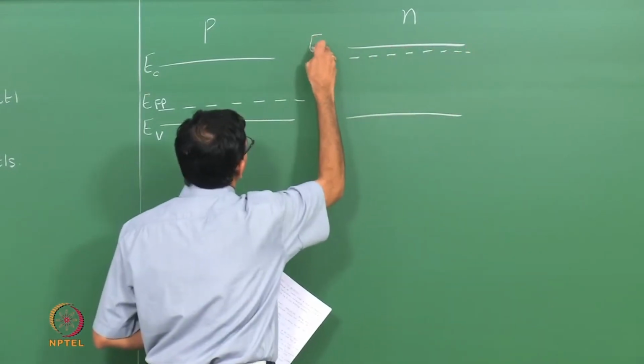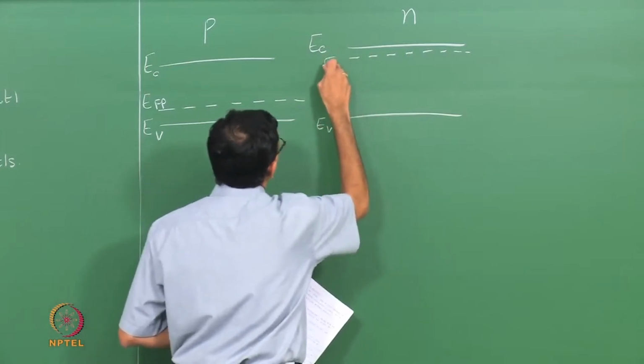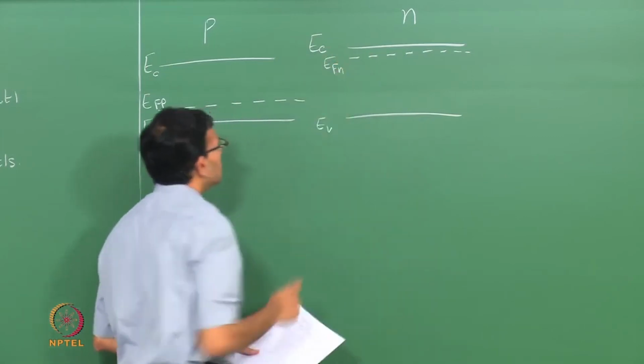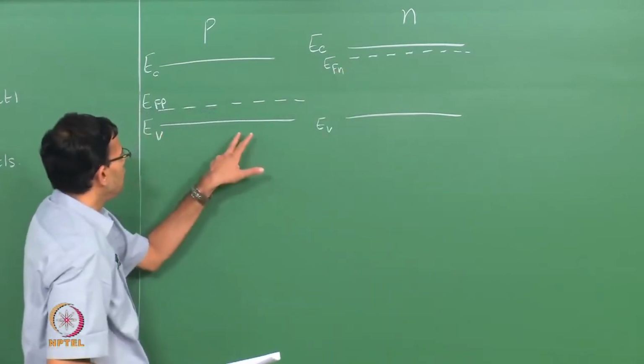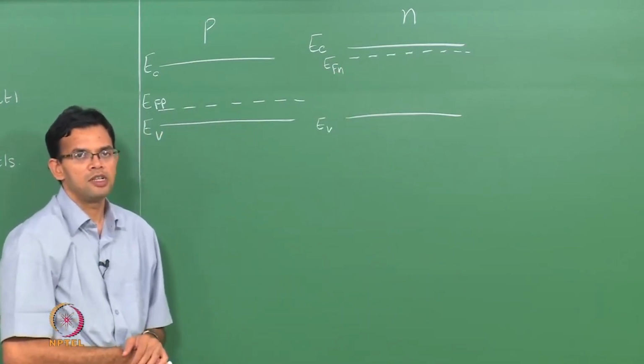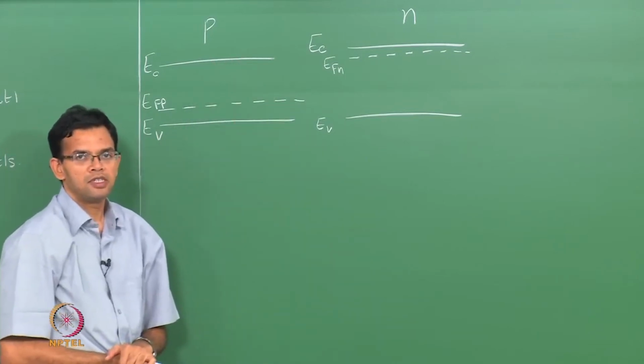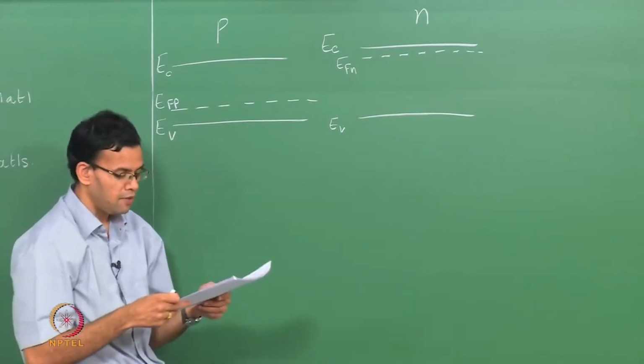Once again I have EC, EV and then EFN. So, the position of EC and EV does not change because both of them correspond to silicon. So, the band gap is maintained. The only difference is where we place the Fermi level.